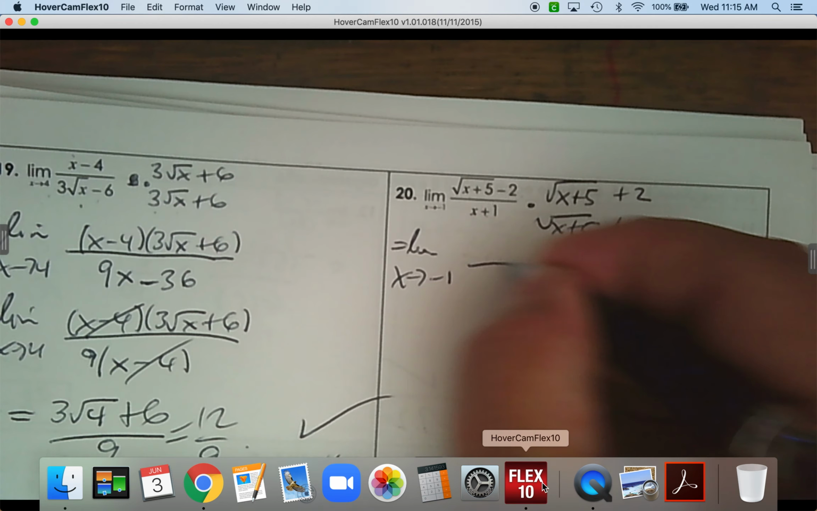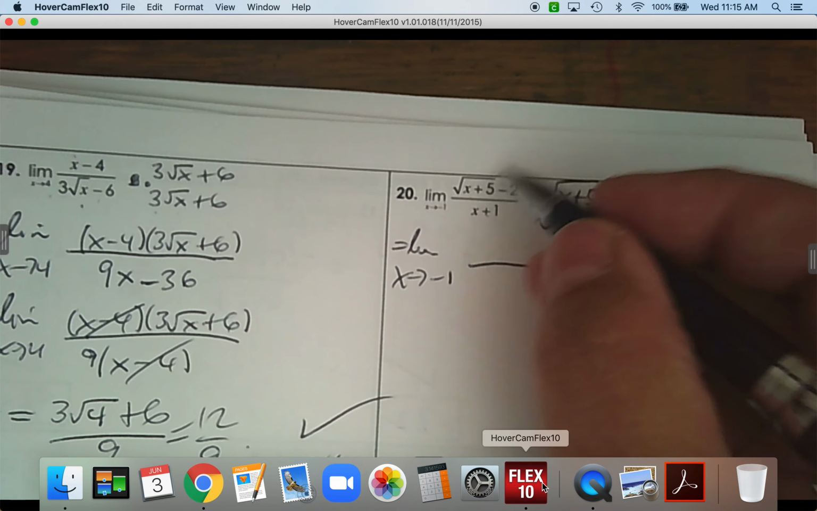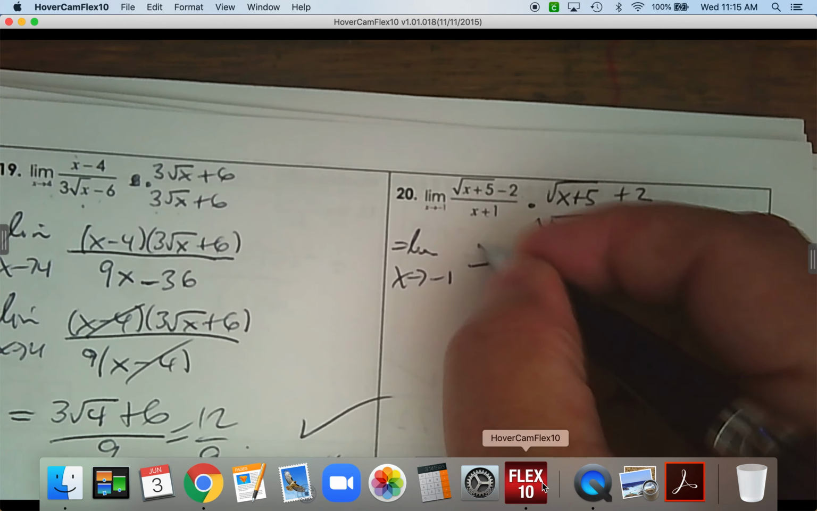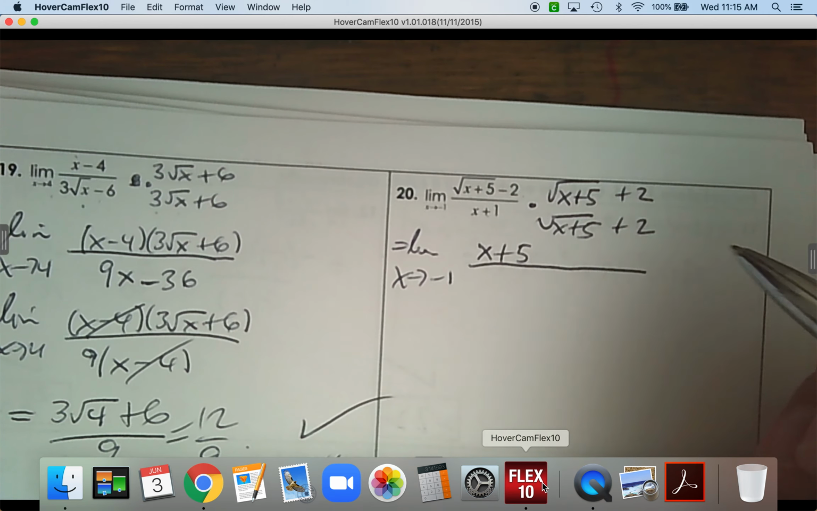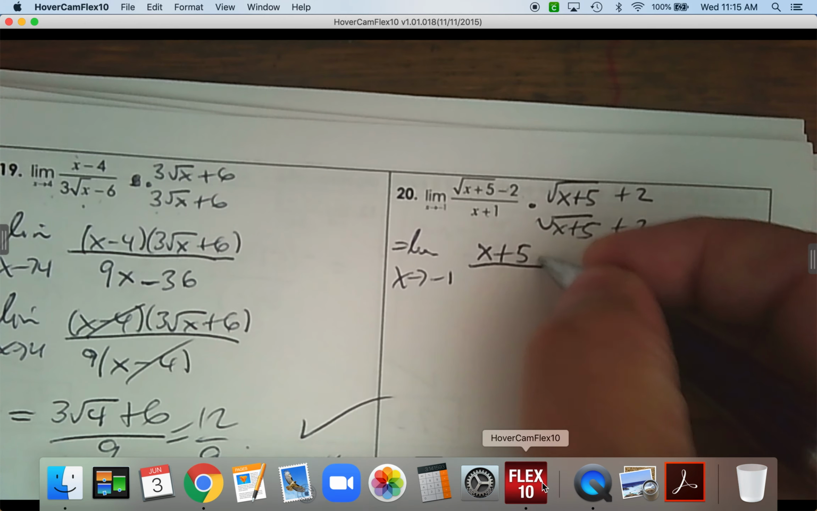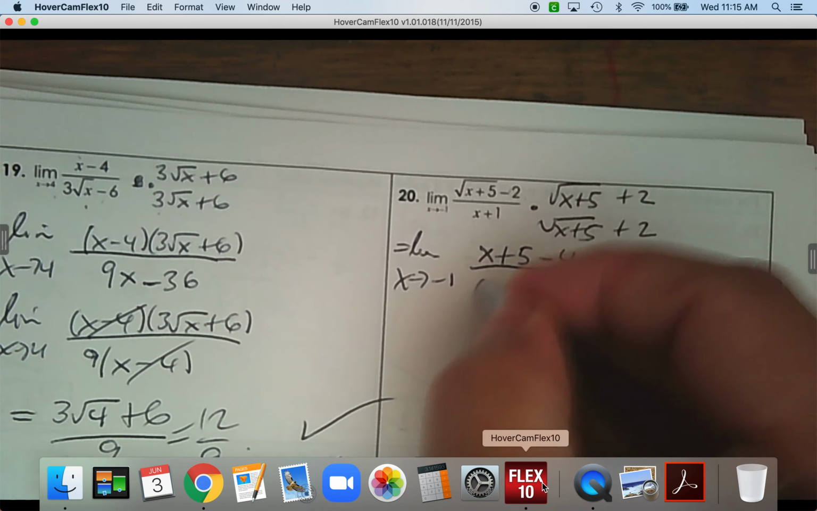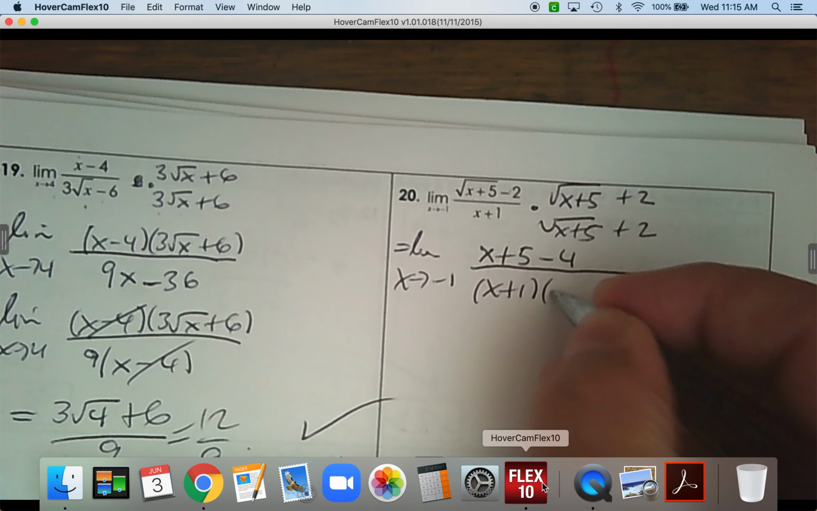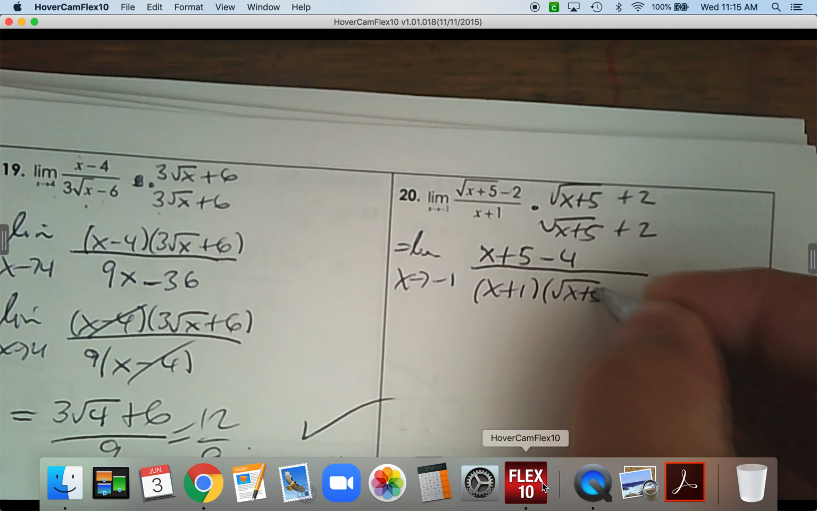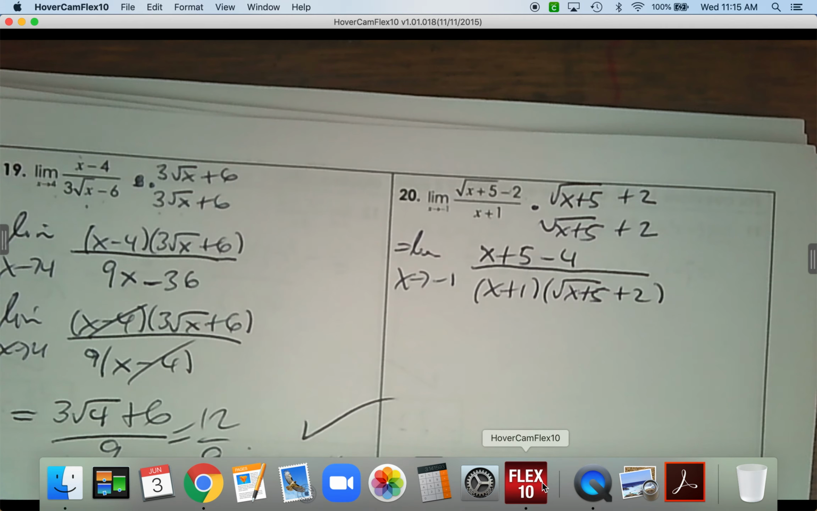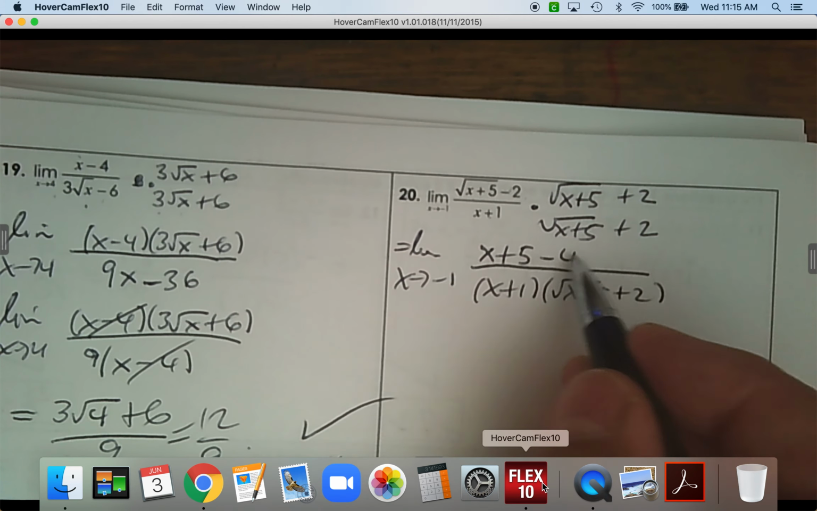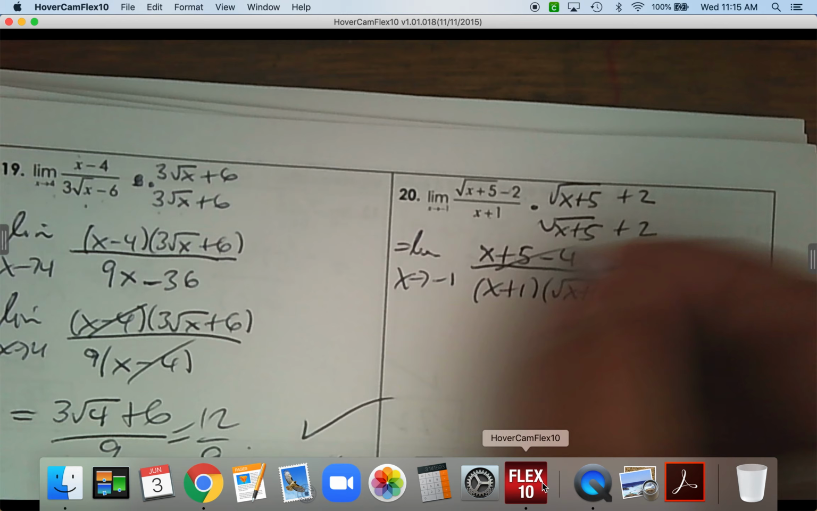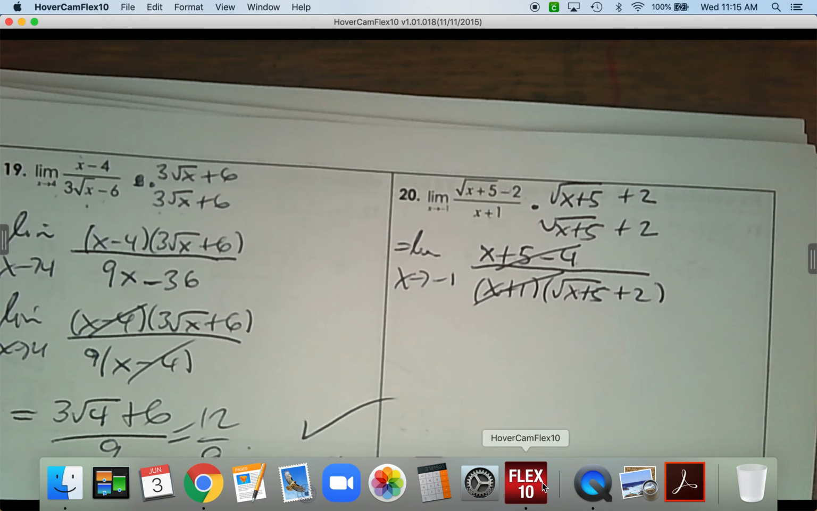The numerator, I'm going to multiply. So root x plus 5 times root x plus 5, that's just x plus 5. And last times last, that's negative 4. The denominator, I'm just going to put them beside each other. Notice 5 take away 4 is 1. So this is x plus 1. So that divides out with the hole in the bottom.